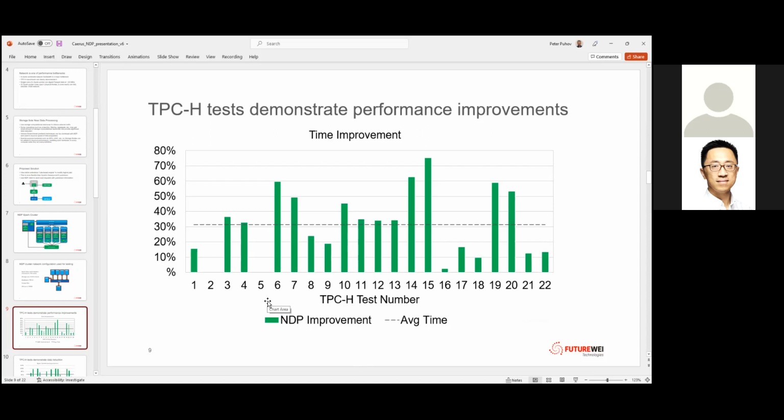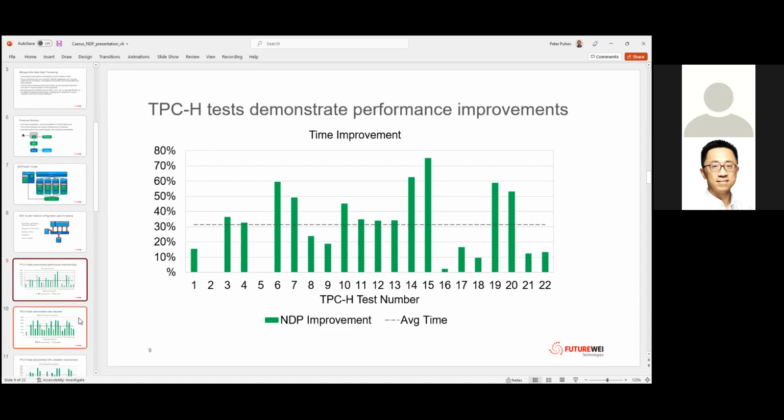For example, Q1, test number 1, does have a filter, and this filter is pushed down, but it doesn't filter much data. It brings back almost 90% of the data. Therefore, we don't have a big improvement. However, tests like 14 and 15 do have large projections, so they bring back a small number of columns, and they have a heavy filter over those columns. So the data reduction is significant.